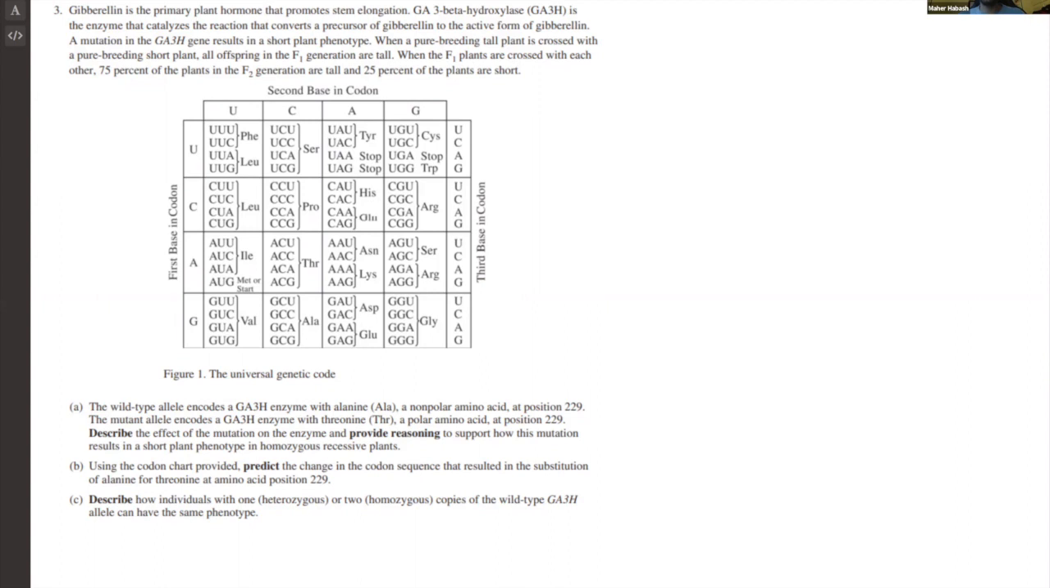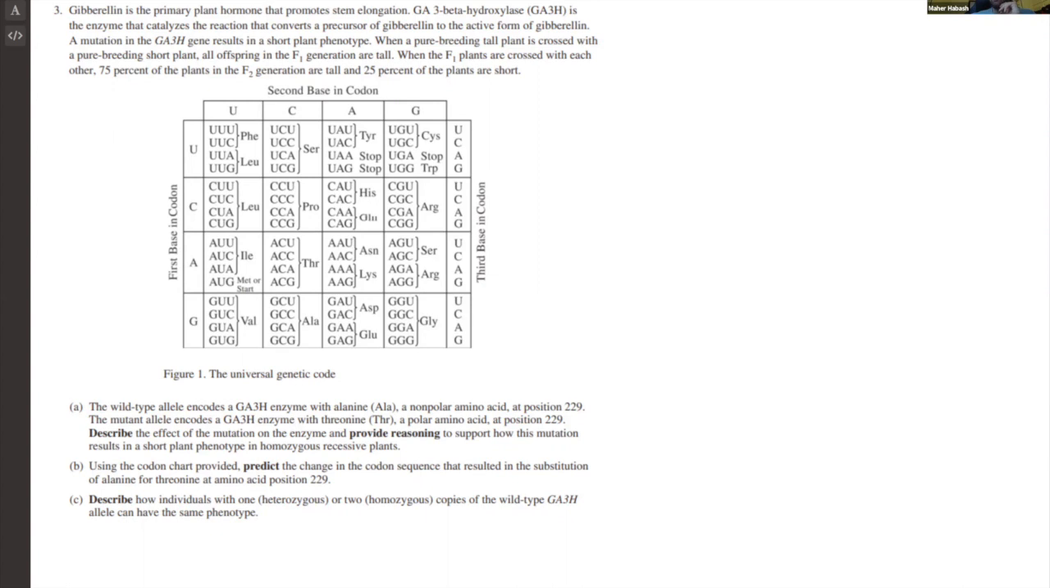Yes, the amino acid substitution changes the shape of the protein. And the mutation leads to decreased gibberellin production. Okay, good. So for the GA3H enzyme will lead to shorter plants, you have to explain why.